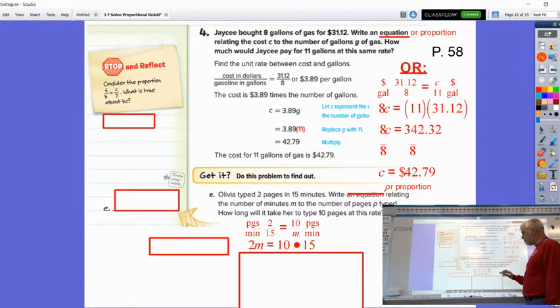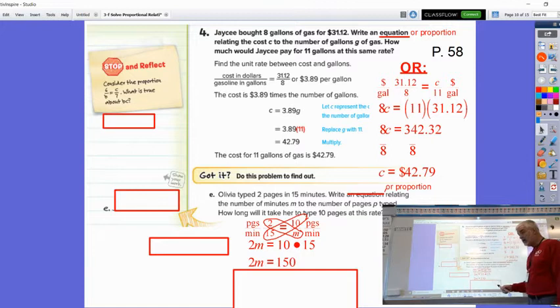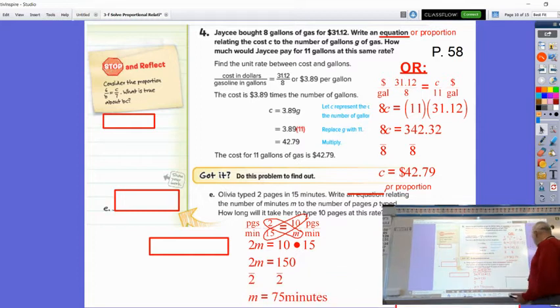So that means 2 times m is equal to 15 times 10. The cross products are equal. So 2 times m equals 10 times 15, which is 150. Okay, so 2 times m equals 150. Then m is going to be half of that, divided by 2, or 75 minutes.